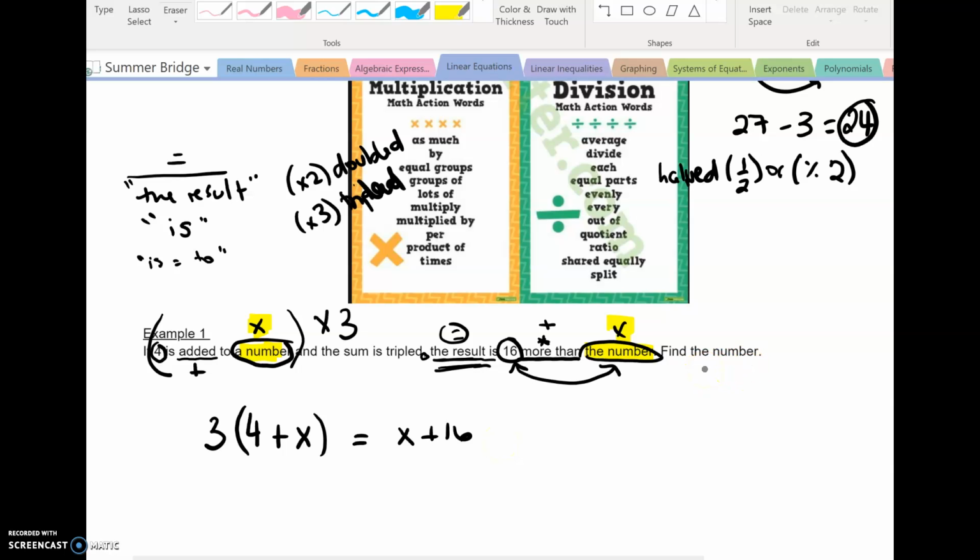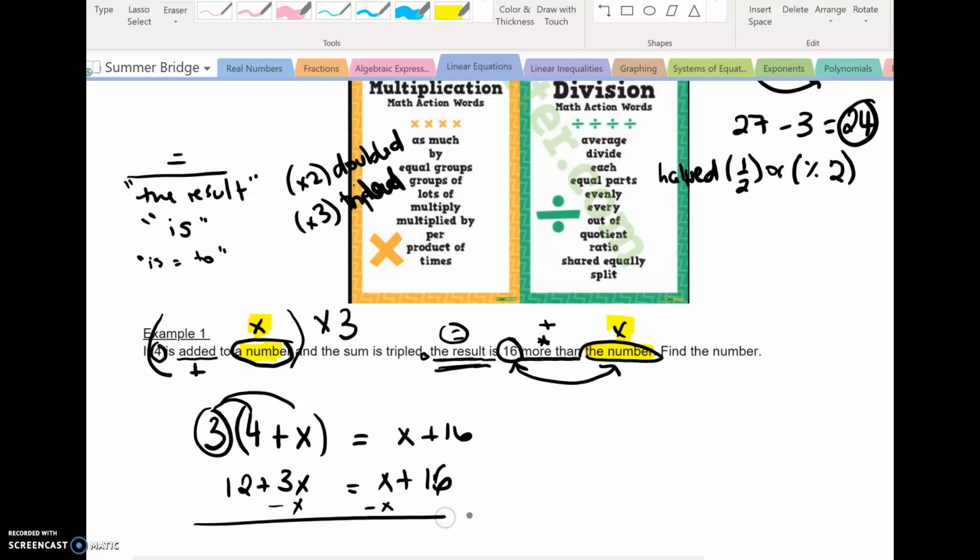Now, before we actually go ahead and solve this, look how much work I actually did for this problem. Look how much annotation I did for this problem. So make sure that that is something that you are doing on your own piece of paper. So first things first, I'm going to distribute the 3. So I have 12 plus 3x is equal to x plus 16. Now I'm going to get the x's on the same side. So I'm going to subtract x from both sides.